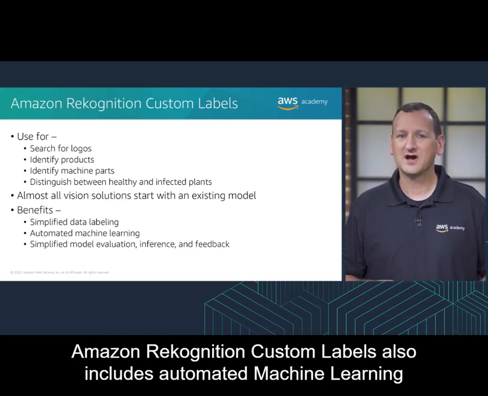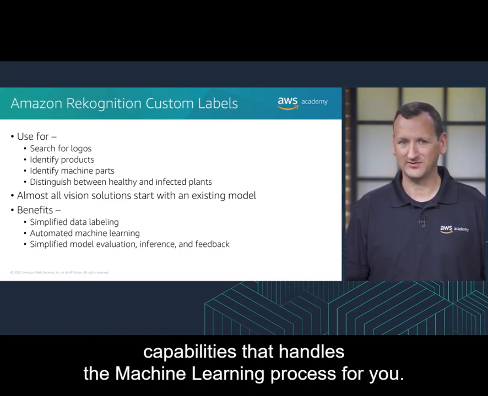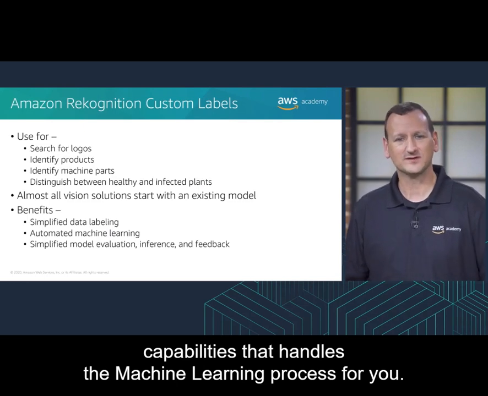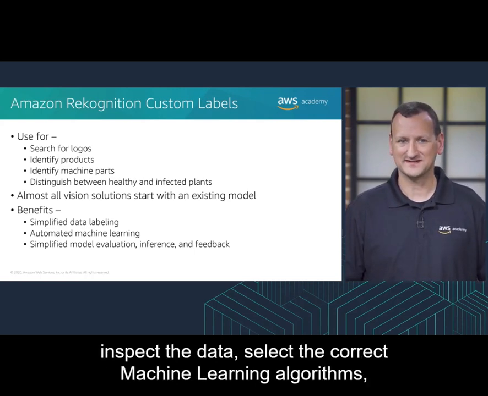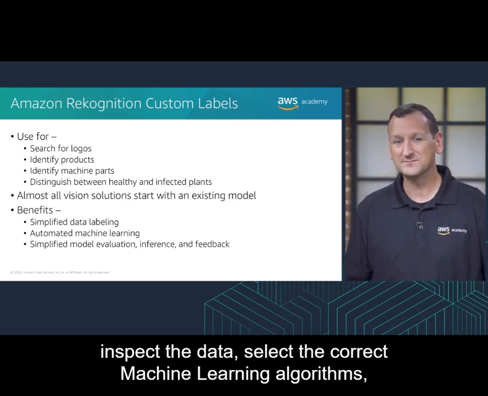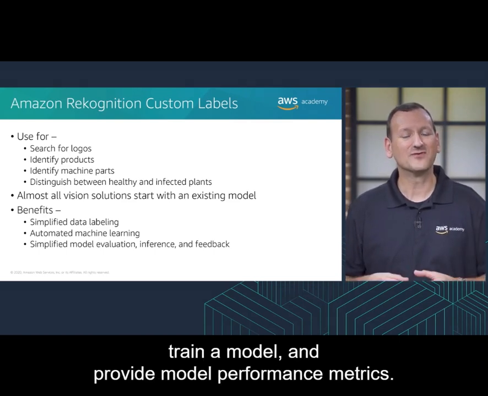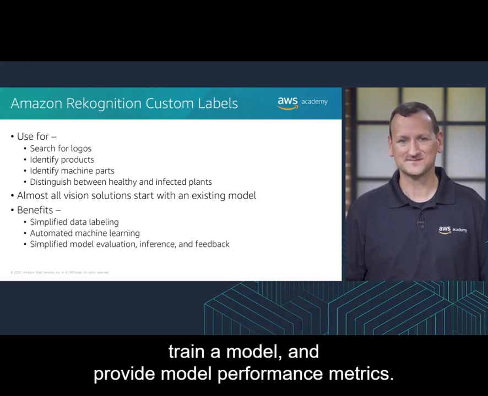Amazon Rekognition Custom Labels also includes automated machine learning capabilities that handle the machine learning process for you. When you provide training images, the service can automatically load and inspect the data, select the correct machine learning algorithms, train a model, and provide model performance metrics.